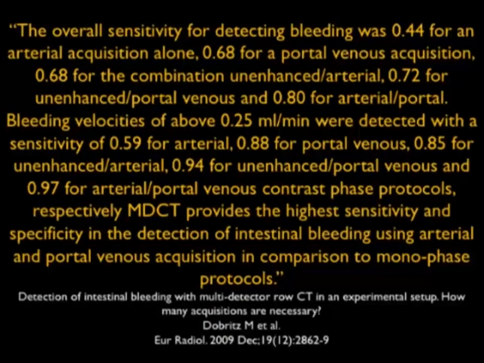Another article, by Dobritz, looked at the sensitivity for detecting bleeding, and they found that arterial phase was good, sensitivity for venous phase was higher, and a combination of arterial and portal were simply the best phases possible. Now, this was a study in a pig model, but it did make the point very clearly that if you were going to do two phases, the thing that gave you the best bang for the buck was doing arterial and portal and not doing arterial and non-contrast.